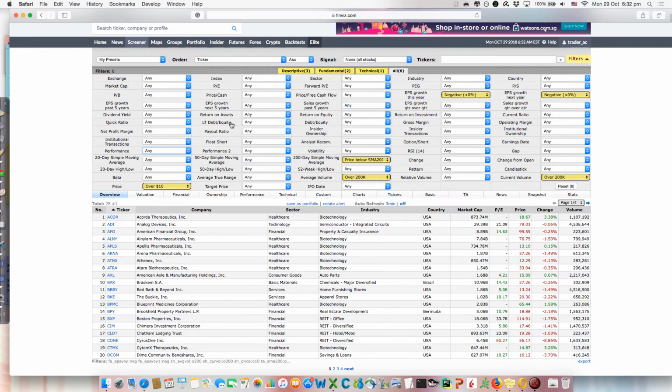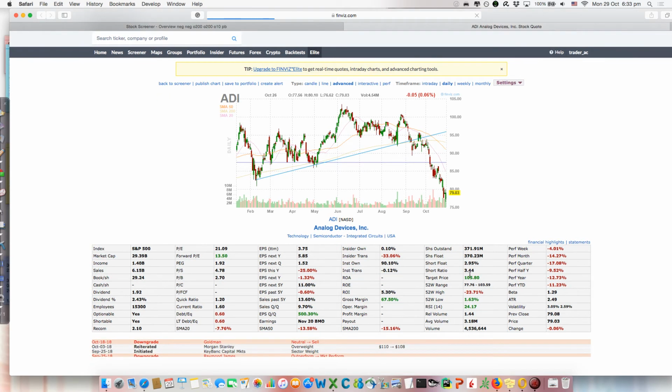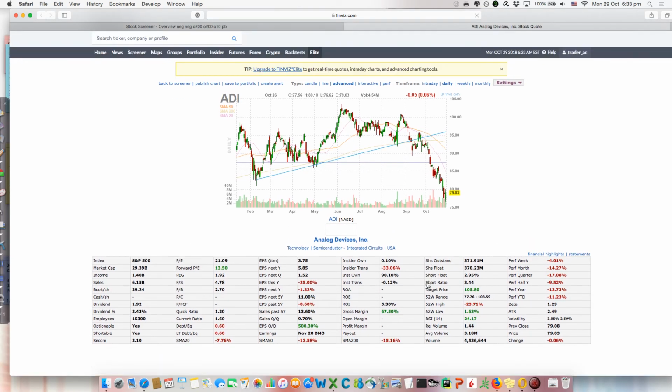And what about the float short? Okay, float short is also called the short interest. It is basically the number of shares that are short over the total number of shares. But actually we are more interested in another thing called the short ratio. You cannot screen for the short ratio here, but when you click on a company, you can see that number. See here? Short ratio.